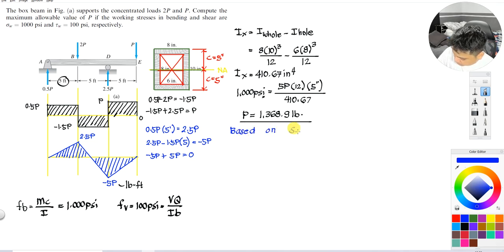So, I will now have based on shear. Okay? So, again, to solve for that, I need to find the Q. So, mamimili na lang ako up or down. Okay? Ito na lang sigurong taas. So, hatiin ko siya sa tatlo, isa. Okay? So, I have here the area 1. I have here the area 1. Okay? And I have here the area 2. Okay? Yung dalawa na yun.